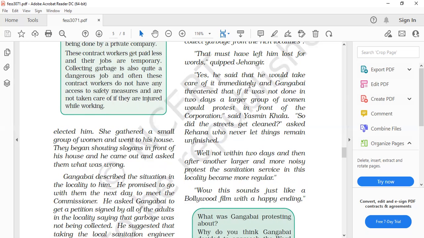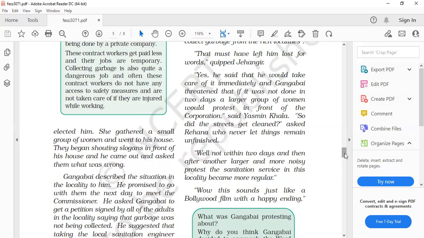Again, I told you that Gangabai threatened that if it was not done in 2 days, a larger group of women would protest in front of the corporation, and so the street got clean. So here is the question: what made the commissioner in the incident mentioned in the chapter take immediate steps? For fear of protest.